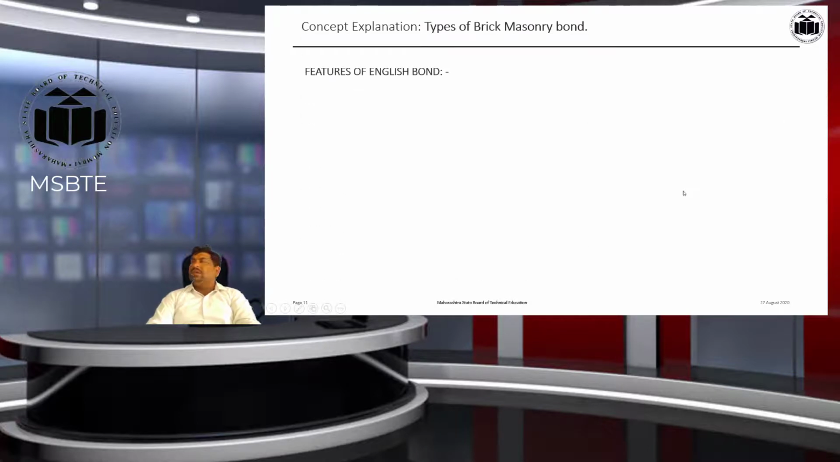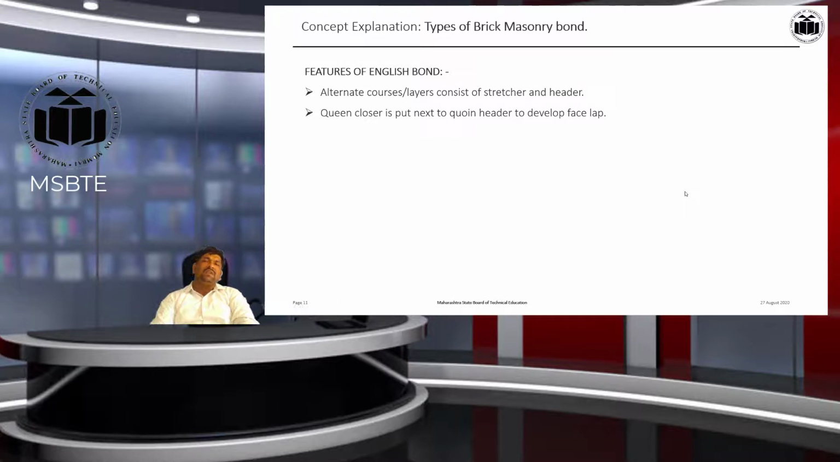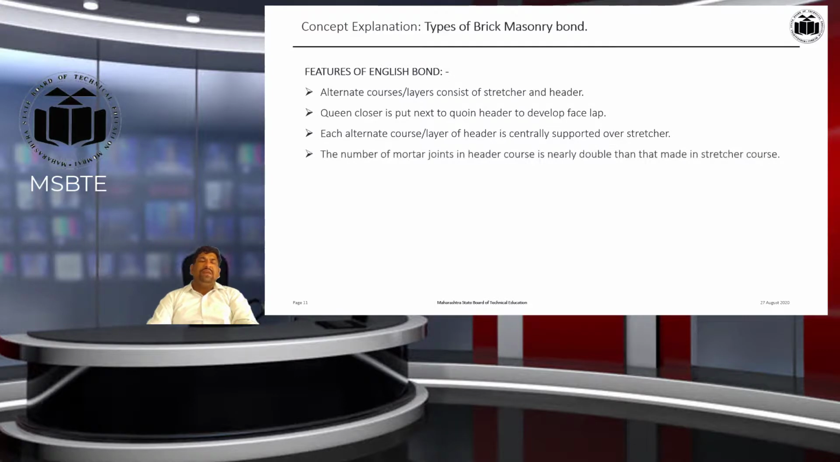Now let us go with the Flemish bond. Okay, before that, we will see the features of the English bond. The alternate courses or layers consist of stretcher and header in English bond. The queen closure is put next to the queen header to develop the face slab. Each alternate course or layer of header is centrally supported over a stretcher. The number of mortar joints in a header course is nearly double that made in a stretcher course.